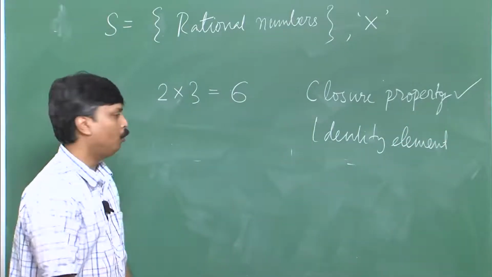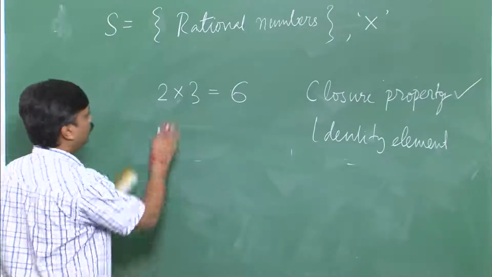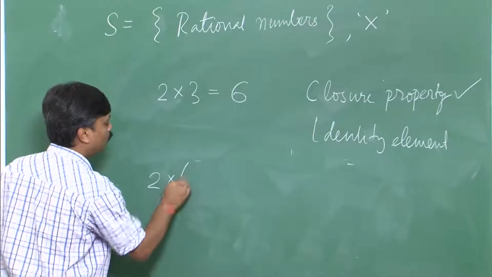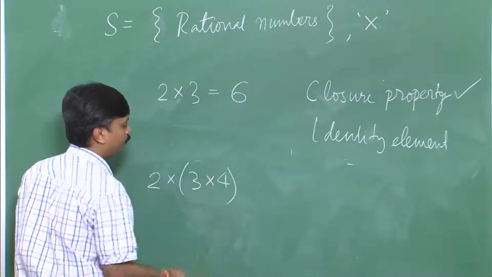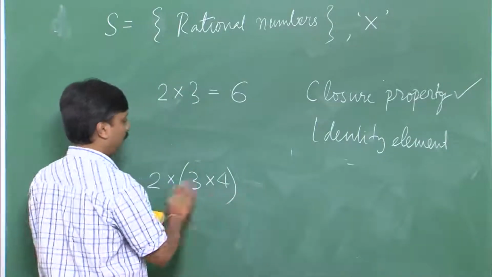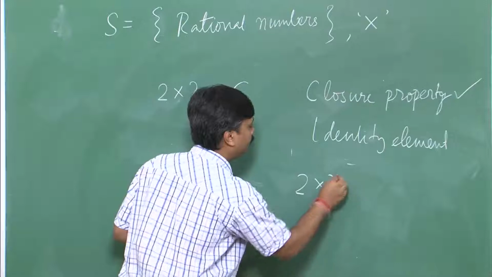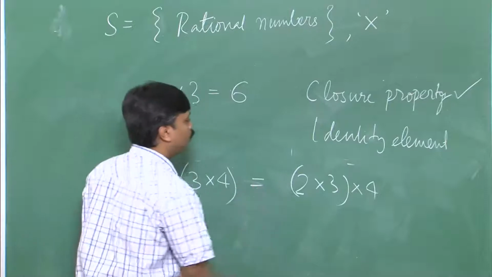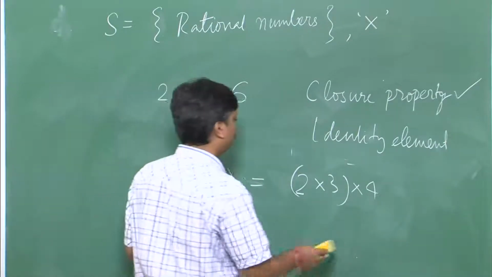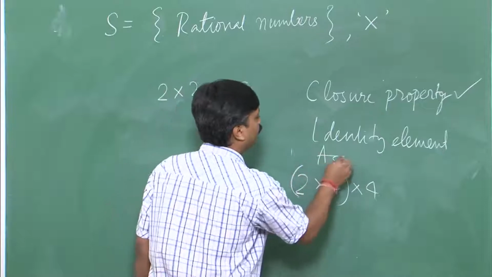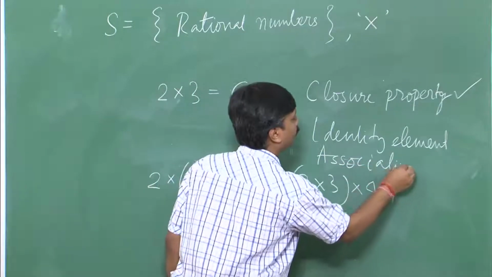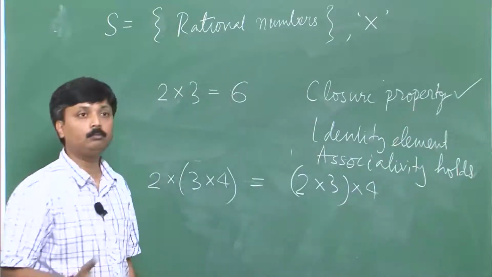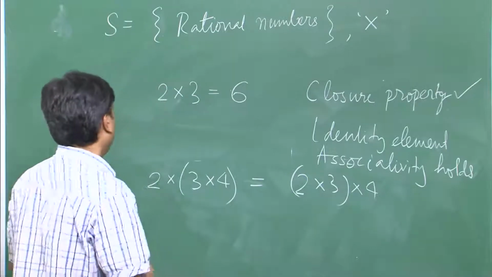Now does it obey the associative law? Let us see again. So I have 2 into 3 here, right. So let us take 2 into 3 into 4. Now if I change the order, 2 into 3 into 4, obvious answer is these 2 are equal. So associativity holds good. So associativity holds.